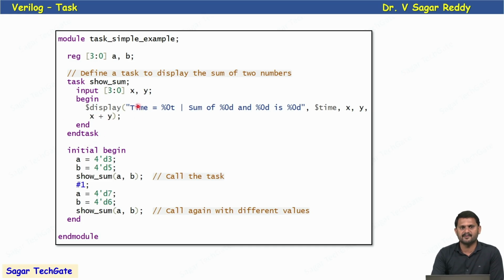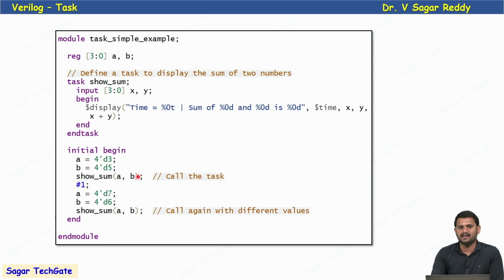Now like that I can define a task. The begin and end are most. These are the keywords, task and endtask. Now initial begin a equal 4'd3, b equal 4'd5. I'm just initializing a and b as 3 and 5. Now I'm calling the task. How do I call it? Just by using the task name, show_sum a comma b. What are the values? A is 3, b is 5.